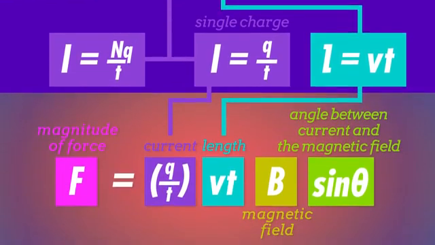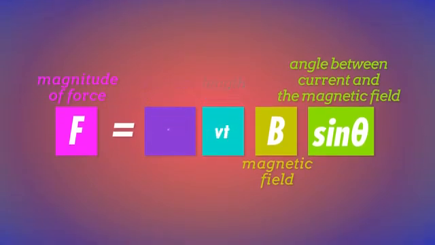So we can apply these two facts to our equation for force, which tells us that the force on an electric charge moving through a magnetic field is equal to q divided by time, multiplied by velocity times time, times the strength of the magnetic field, times the sine of theta. These two t's cancel each other out, so the equation simplifies to F equals qvB sine theta.